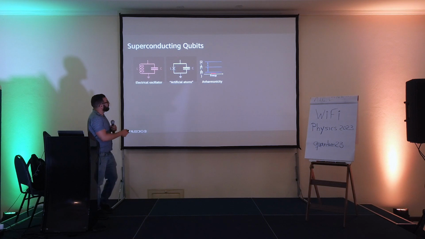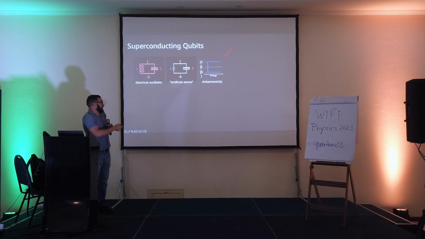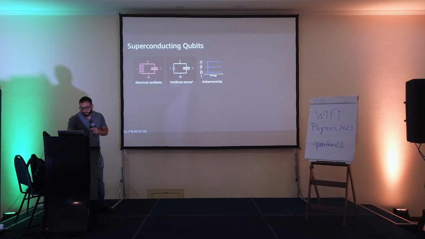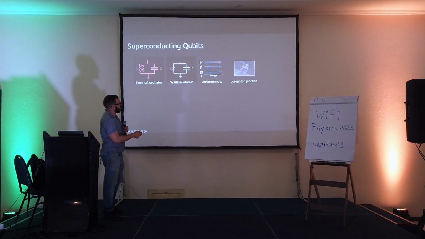If you do that, we get energy levels, and the spacing between them will not be the same; they'll be different. Then you can use the first two as a qubit, or any two if you want, but usually we use the first two. So what is this nonlinear element? I'll go into more details on the next slide. It's just a Josephson junction.